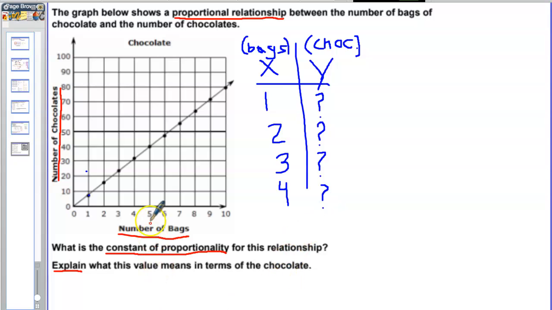If we look at 5, 5 is different. 5 crosses, the point is where the intersection of the x values and the y values are known to be exact numbers. 5 intersects right here with 40. So for 5 bags, there were 40 chocolates.